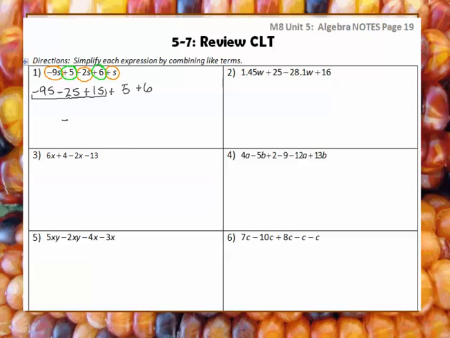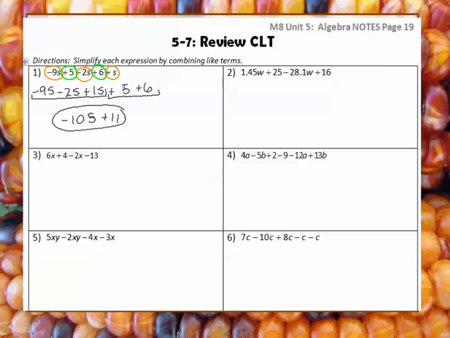When I do that, I get negative 10s. And then I'm going to combine my constants. So I have a positive 5 and a positive 6. So I have positive 11. And that's as far as I can go with my combining.